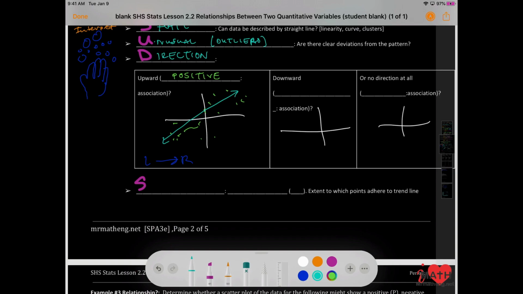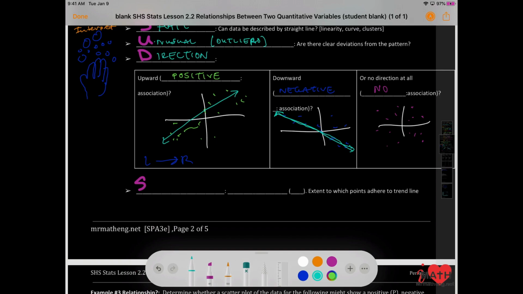And then if your data is going down, that would be a negative association, reading left to right, so going from up here, going down, right? And then there might be no direction at all, that means there is no association. So you might have data all over the place. These ordered pairs, right? And you can't draw a line through it.